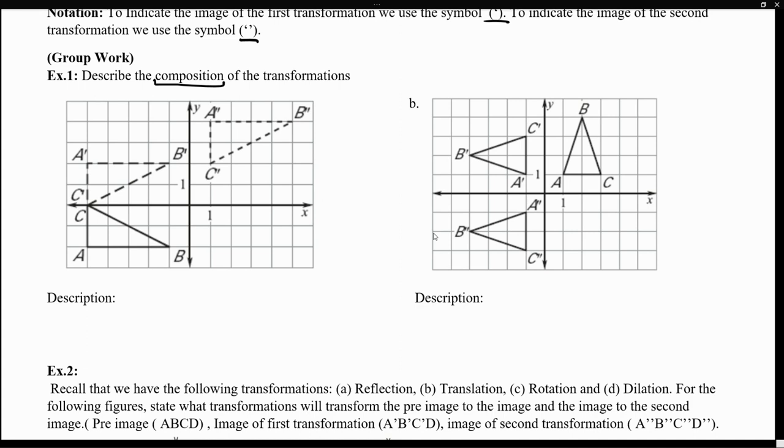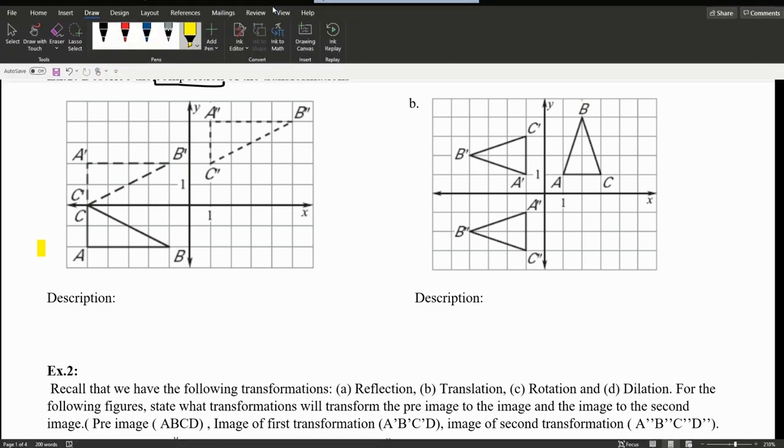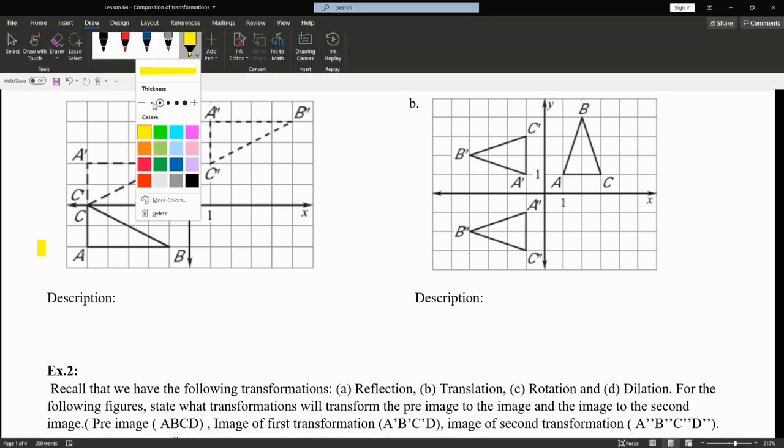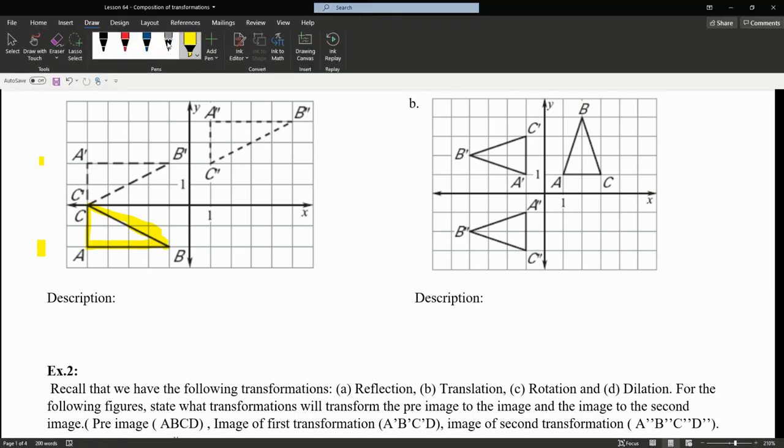So here we have, let me do highlighters because highlighters are good. Notice that by just looking at the notation, this triangle doesn't have a prime anywhere, so that's just A, C, and B. There is no prime on top of it. So we can think of this as the original image. This is the original image because there is no prime on top of it. So that means that this is the object that we start with.